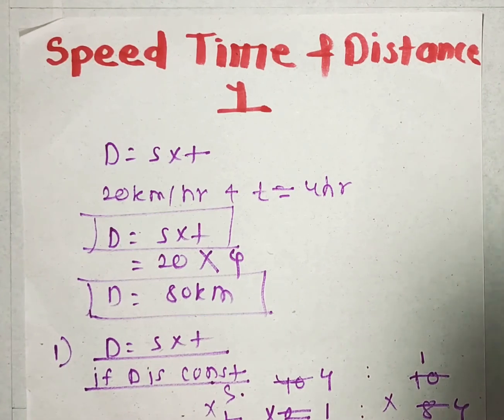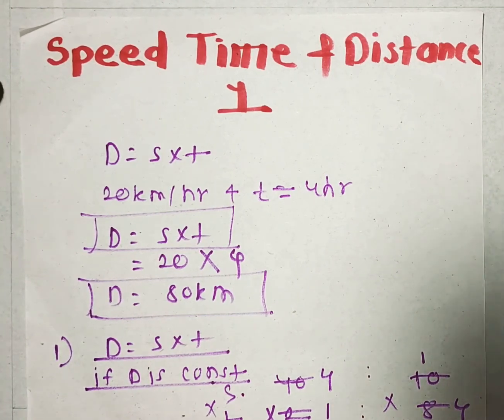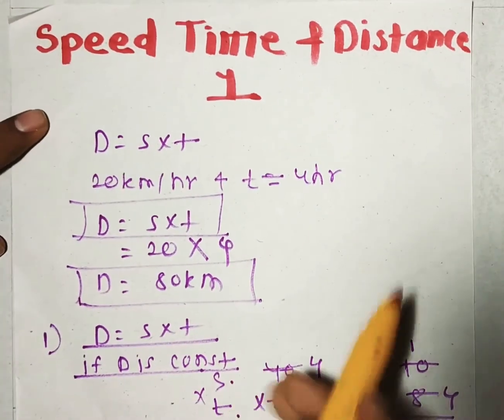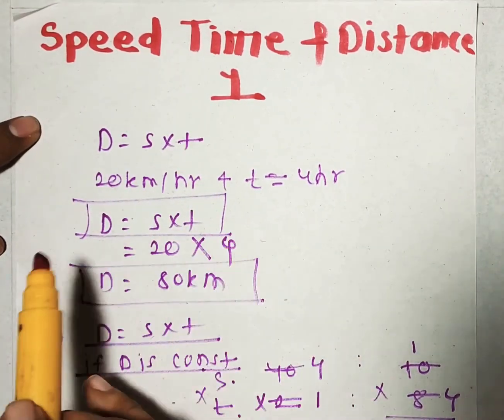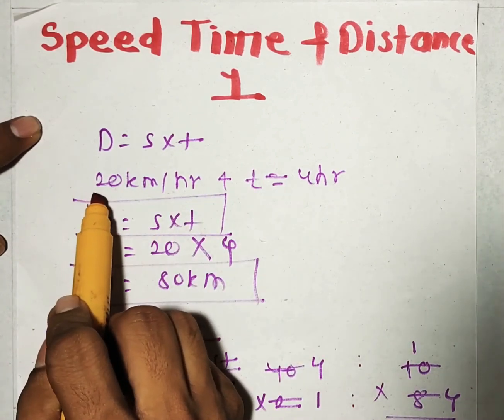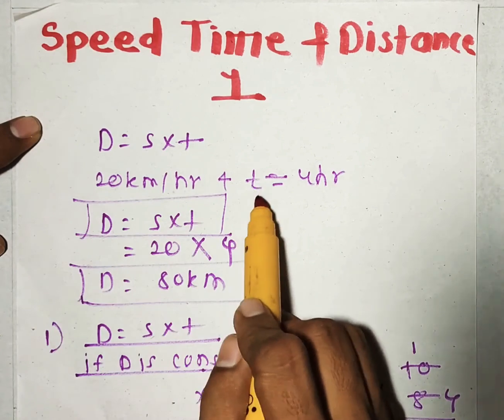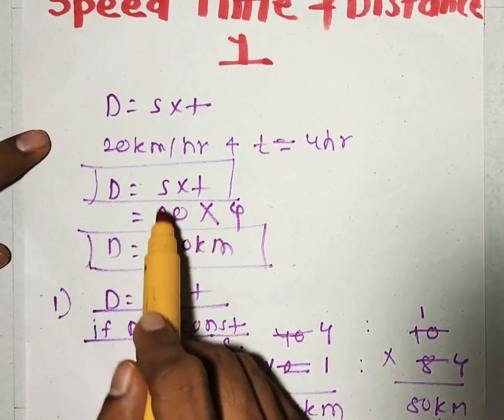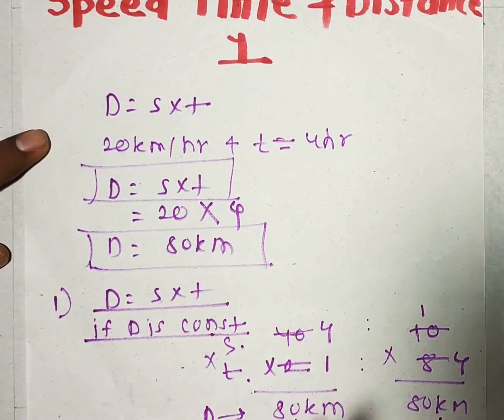So the three important things we have seen here. The basic formula we learned in school time: distance is equal to speed into time. So if we have to calculate the distance, and speed and time are given as a speed of 20 km/h and time of 4 hours, then we simply have to multiply these two terms. So 20 into 4, the answer is 80 km.